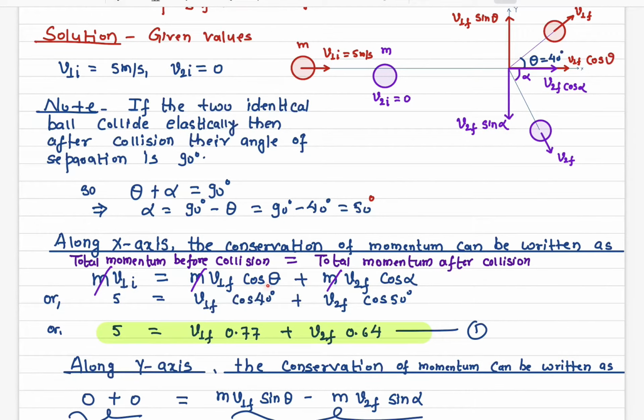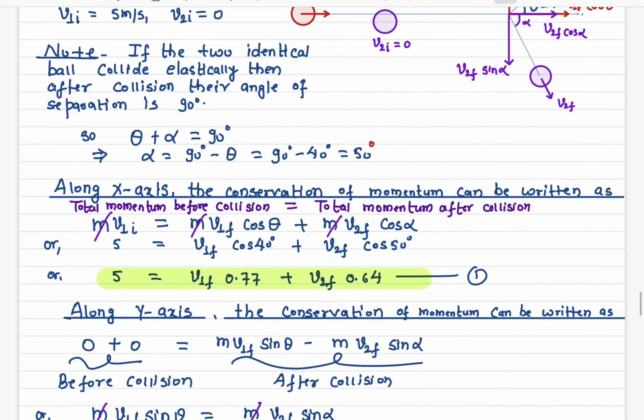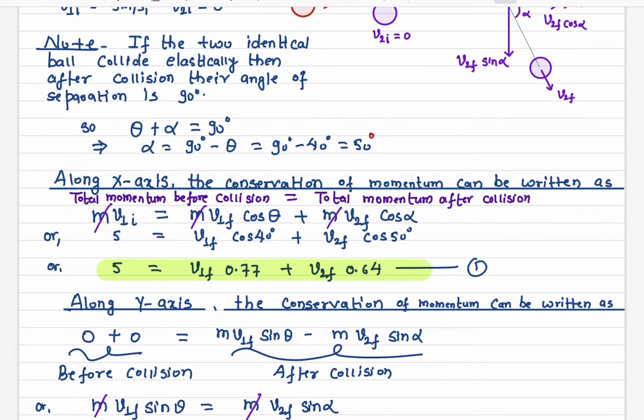Okay, so v1f cosine theta is given, which is 40 degrees. v2f cosine alpha we already have calculated, this is 50 degrees. So just plugging in the value of cosine 40 degrees, which is 0.77, and cosine 50 degrees, which is 0.64. So this is the total momentum along the x-axis.